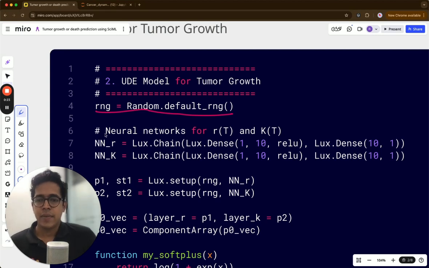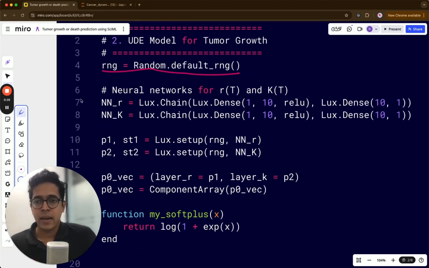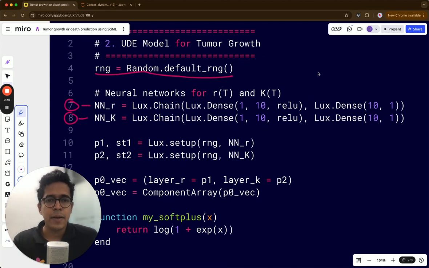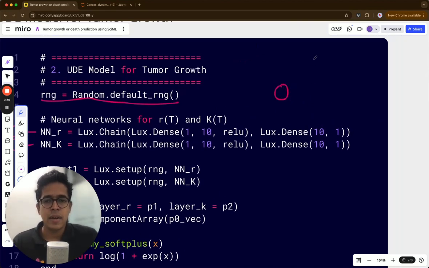Then you have two neural networks. The first neural network is called NN_R, this one. The second neural network is NN_K. NN_R has one input and one output. So it has one input node in the input layer, then 10 nodes in the hidden layer, then one node in the output layer. So that is 1, 10, ReLU. ReLU stands for rectified linear unit. The rectified linear unit is the activation function used at the exit of this hidden layer. So ReLU, then ReLU, then ReLU, like that. There are 10 nodes, and then they go into the output.